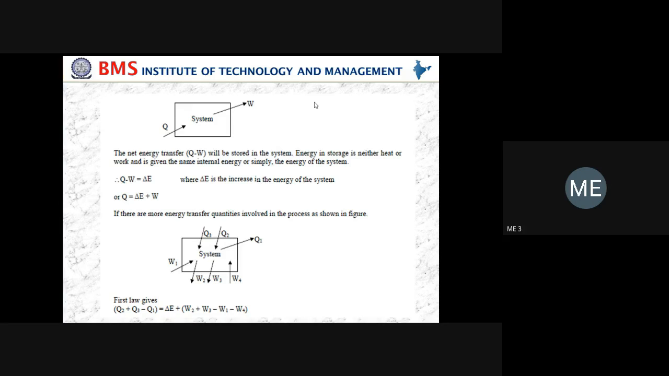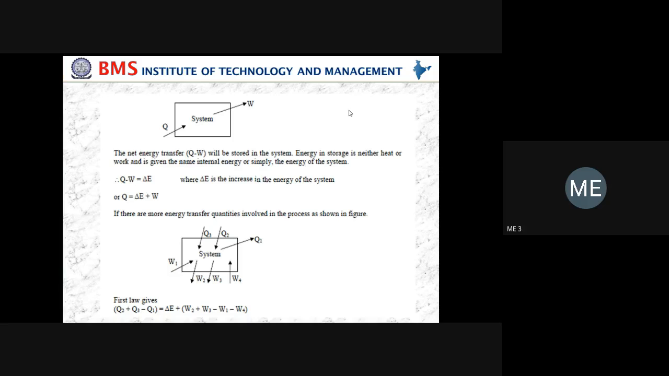Q minus W equals delta E. The meaning of delta E is E2 minus E1. Whatever the case, you always have to take the final state minus the initial state. Don't take initial to final. You always have to take final minus initial, because integration of dV is V2 minus V1, like that. Same thing here also. Delta E is E2 minus E1. Remember this formula to solve the problem.